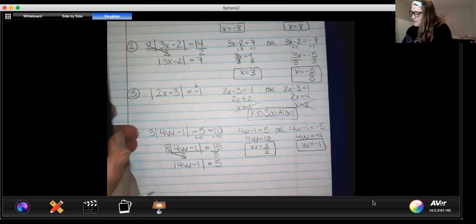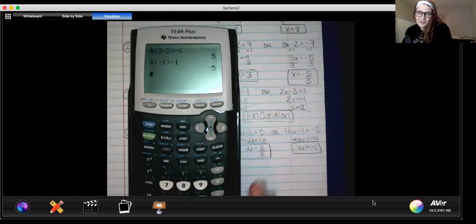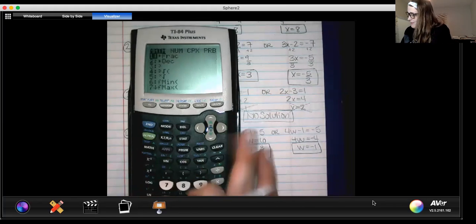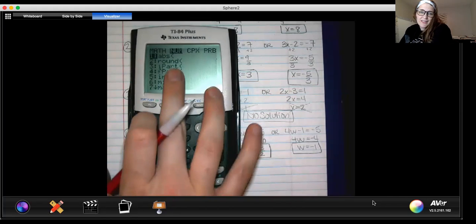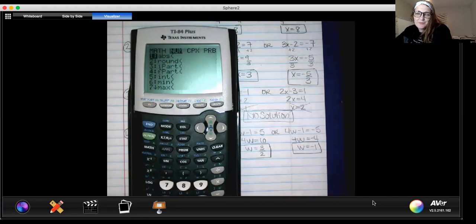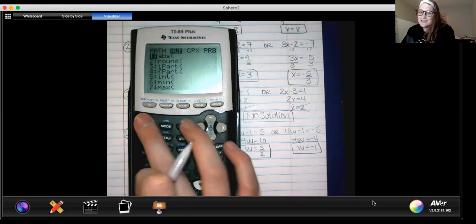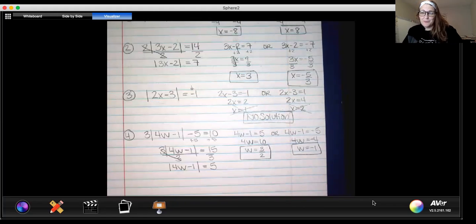Now there is an absolute value button on your calculator. You just go to math, and go over to number, and there's ABS, which stands for absolute value. But in reality, you don't really need that button because it's always going to be the distance from 0, or the positive value.